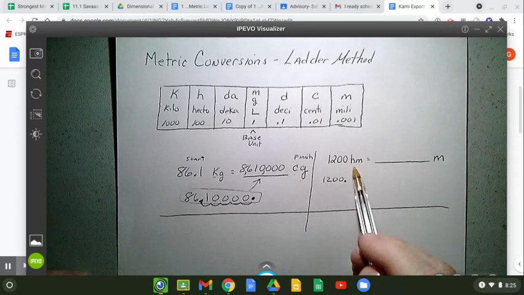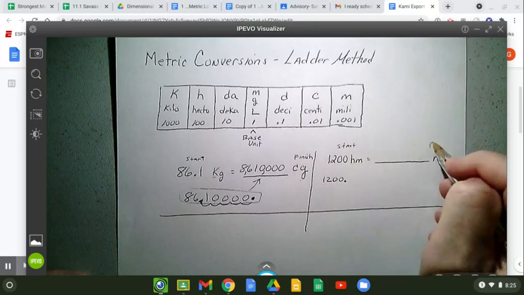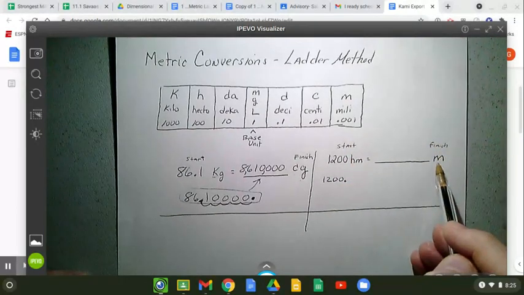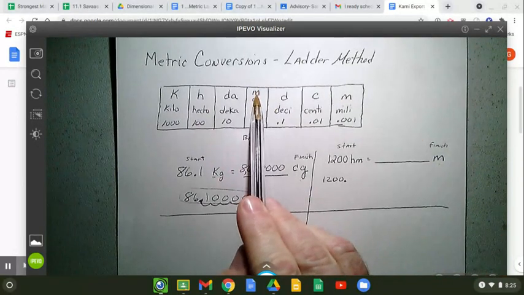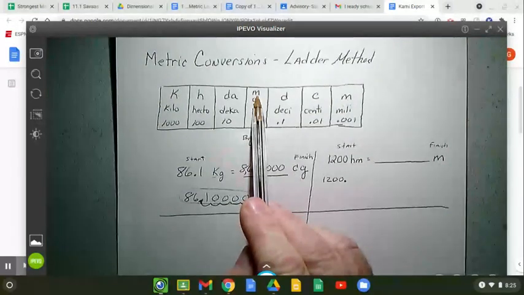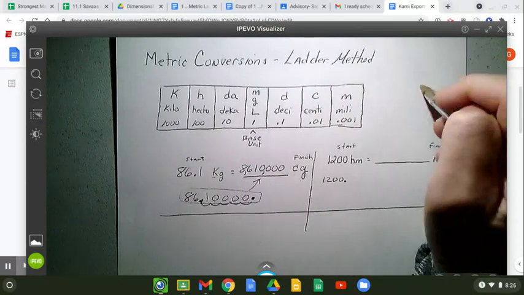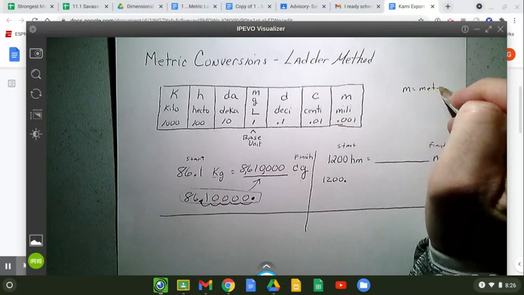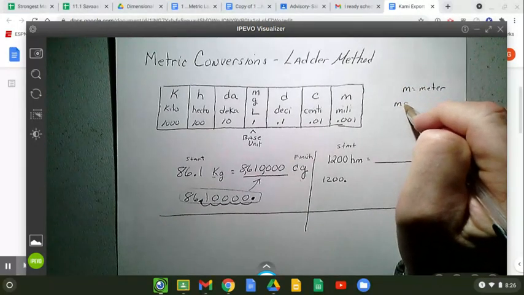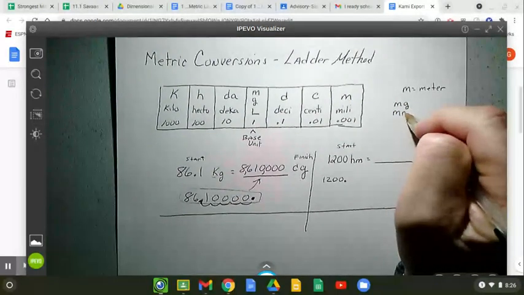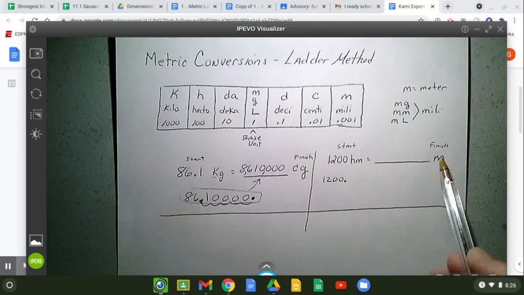So getting back, hectometers to meters. Here's my start, here's my finish. Now just keep in mind, when the M is by itself, we are going to this square, meters. Because what you see right now is 2 M's, but this one means milli. So when M is by itself, it means meter. If M is in front of one of the base units, then it means milli. So we're going to be going to meters here.